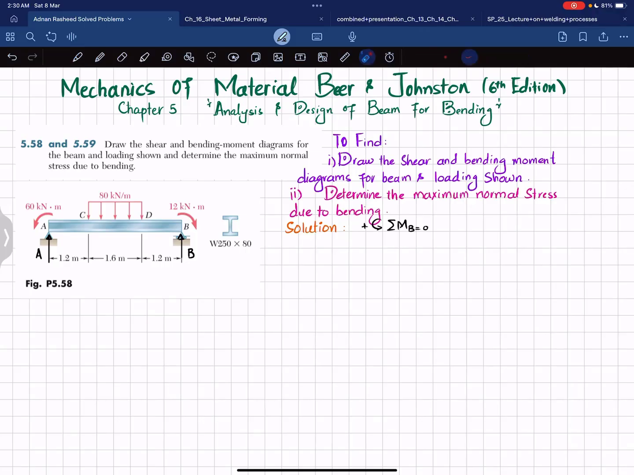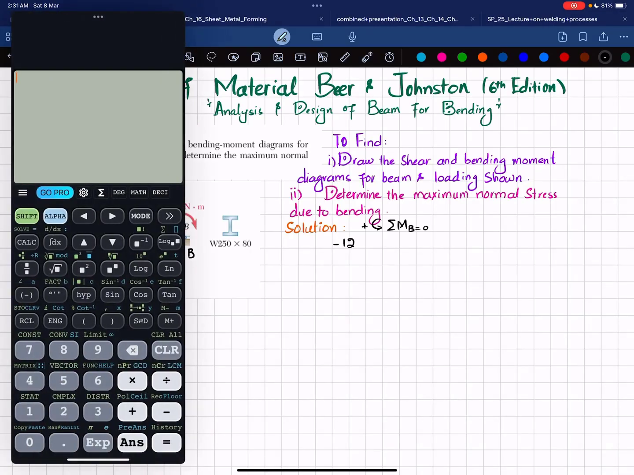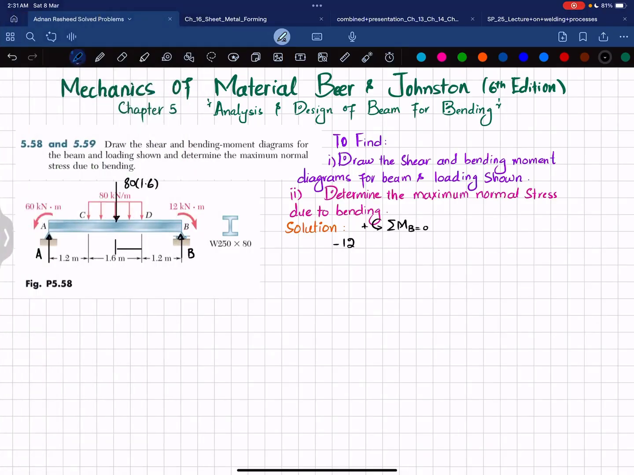So about point B, the first moment is 12 kilonewton meter which is clockwise, so I will take it as negative, so minus 12. The second moment is due to this distributed load, and when converted into a point load, it will be equal to 80 multiplied by 1.6, and it will act at a distance of half of 1.6, which is 0.8 meter. So this load, 80 into 1.6, with a perpendicular distance of 2 meter, is producing a counterclockwise moment, so it will be positive. So I will write plus 80 into 1.6 multiplied by 2 meter.